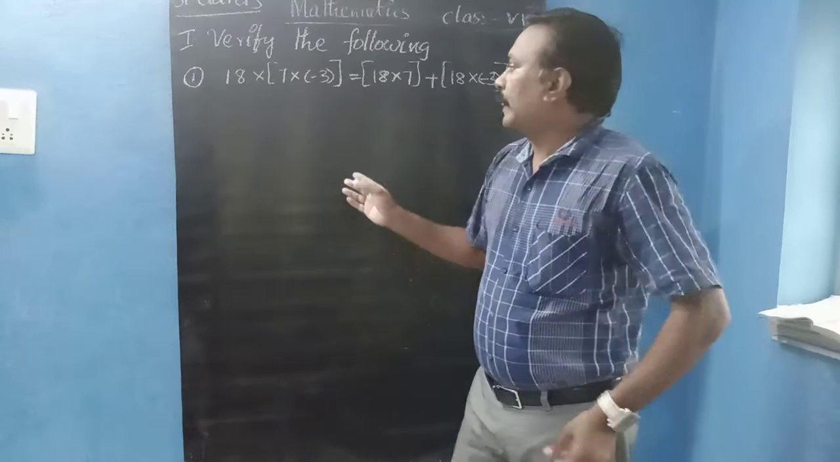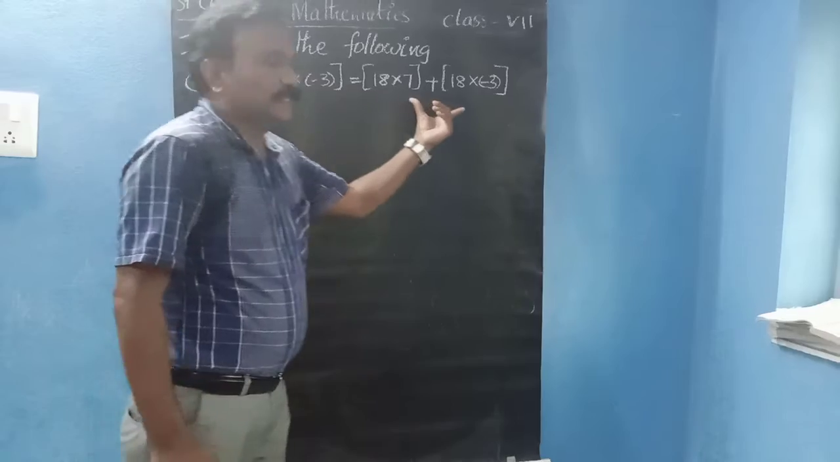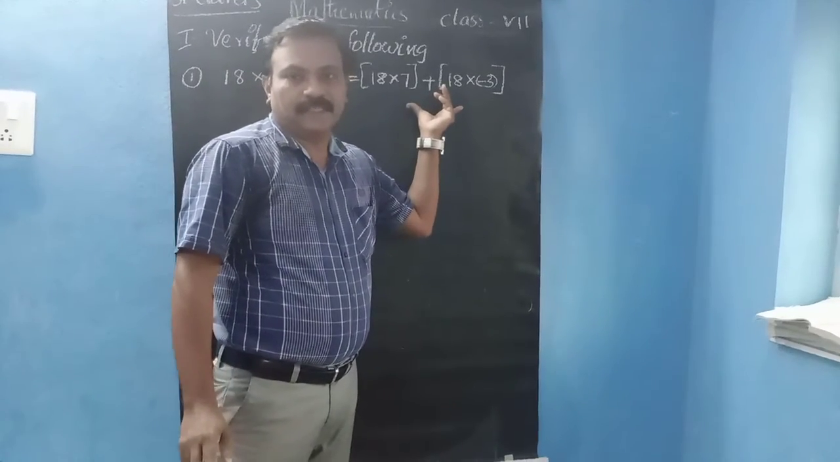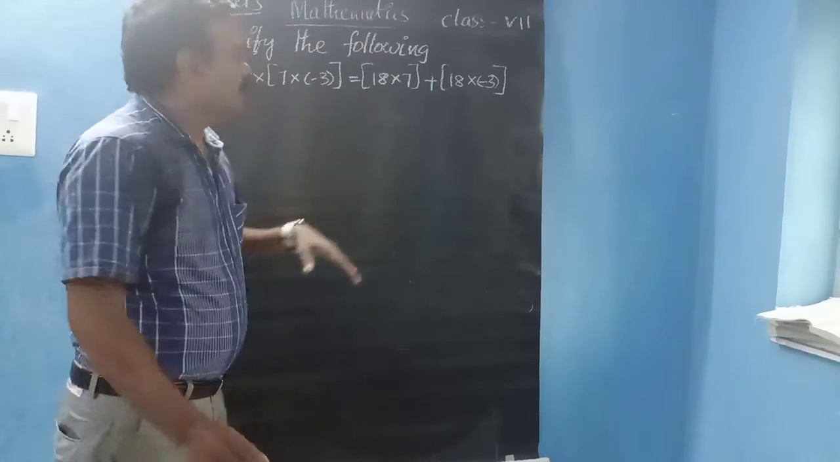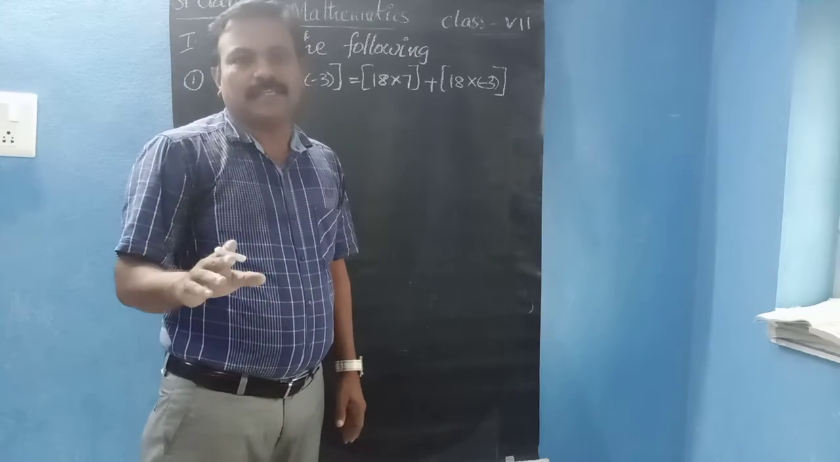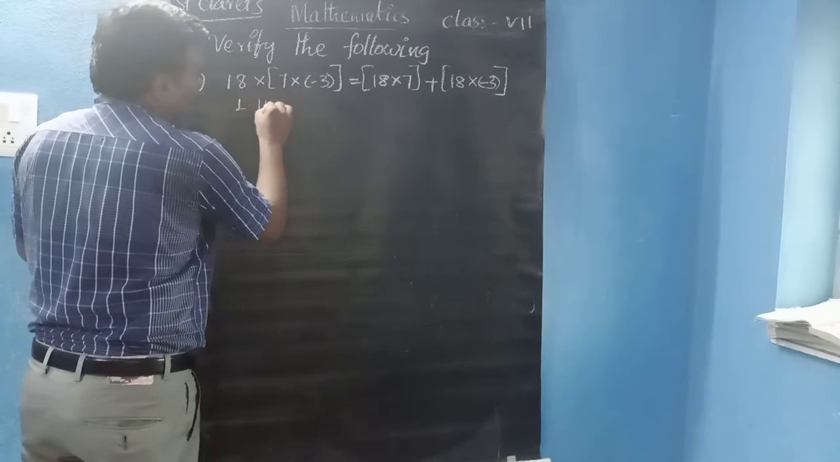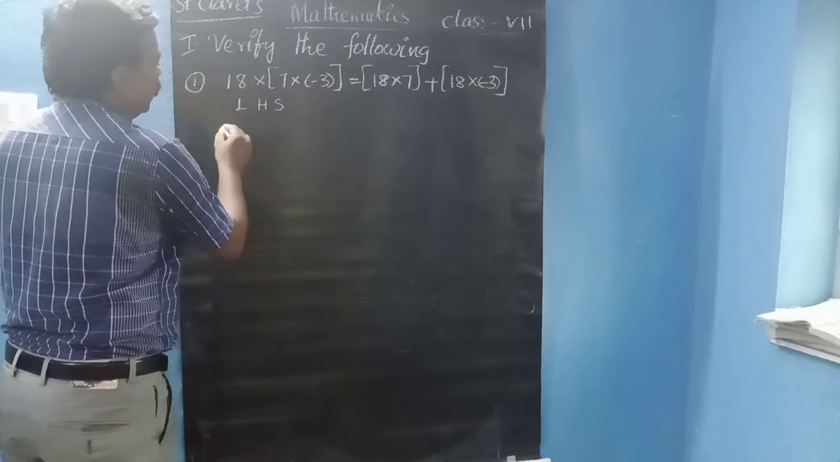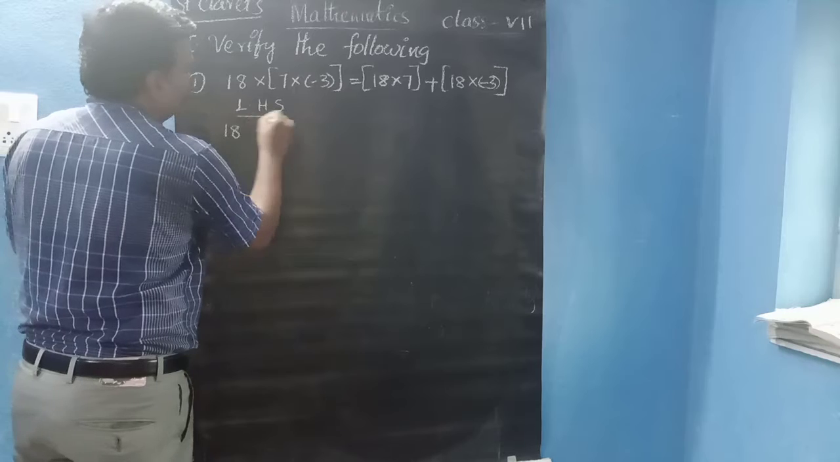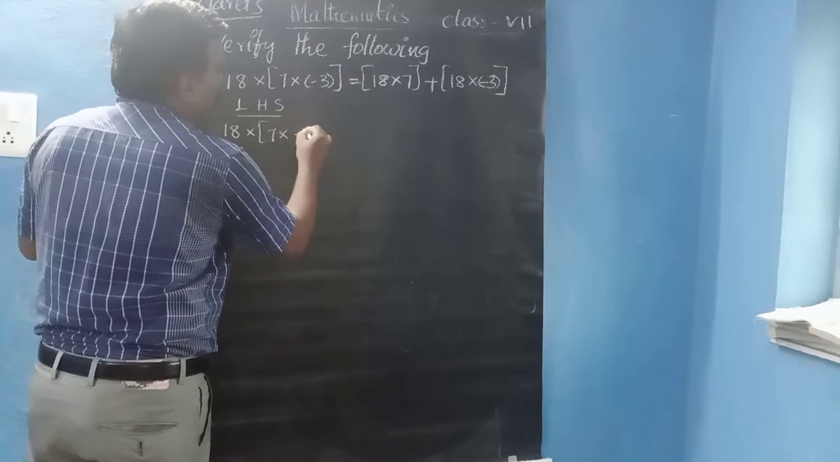Just look at the board. First of all, this is the LHS, left hand side, and this is the RHS, right hand side. First of all, which side do you have to take? Any side, whatever you like. I am taking the left hand side. What is the LHS? 18 into 7 plus minus 3.